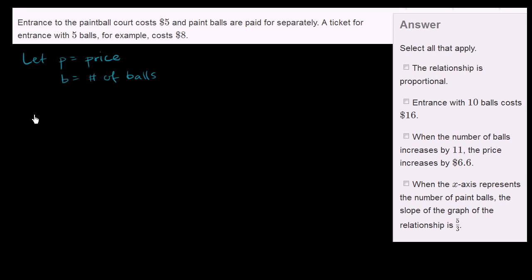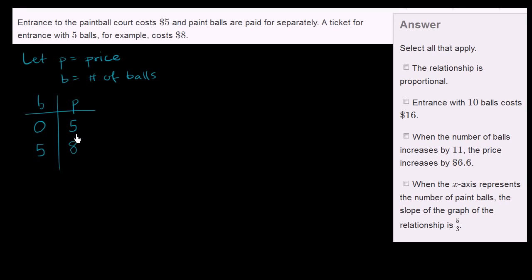We can make a little table here. So let's make a table where for a given number of balls, let's figure out what the price is going to be. So let's just start at 0 balls. If we have 0 balls, we have to pay just to get into the paintball court, and that costs us $5. Now they tell us a ticket for entrance with 5 balls, so now we have entrance and 5 balls. This is going to cost $8.